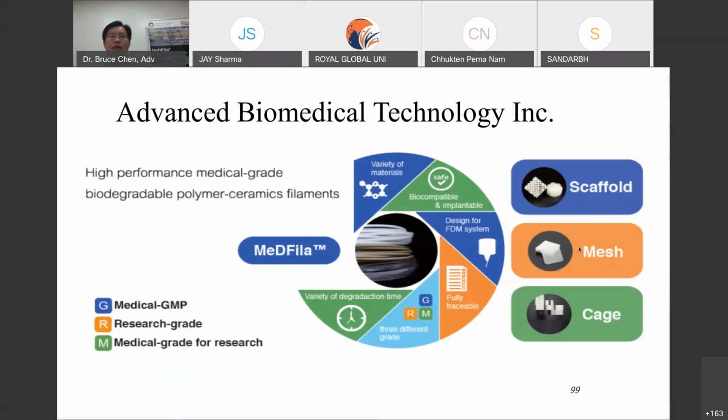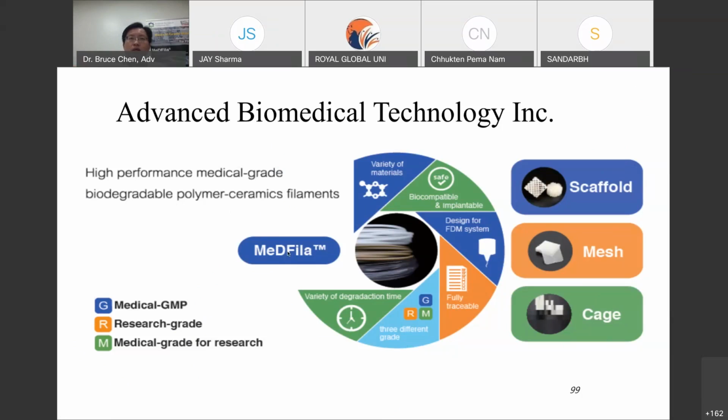Okay, so let's make this our final page. In our company, we provide high performance medical biodegradable and non-degradable polymer ceramic filament. We call it Mefila. It's a global trademark right now, and we provide it in research grade and also in medical grade. That's very interesting. Once you use the medical Mefila, you can use the filament in your clinical study, and you don't need to worry about quality for the future medical device product realization.